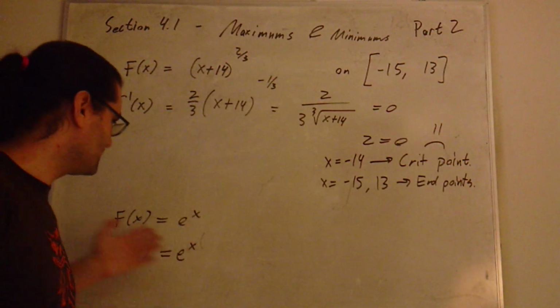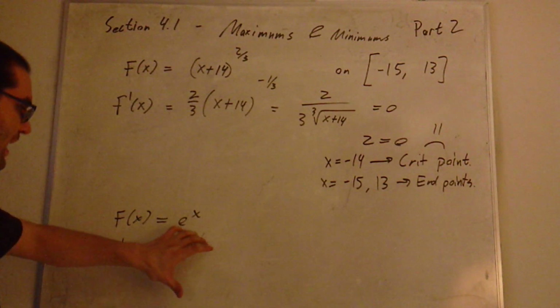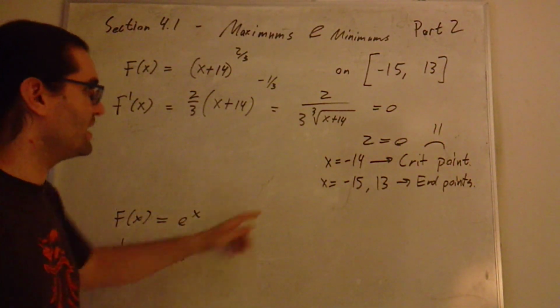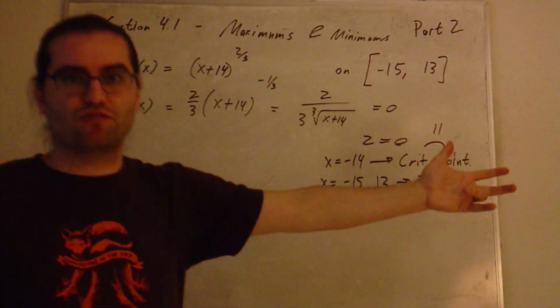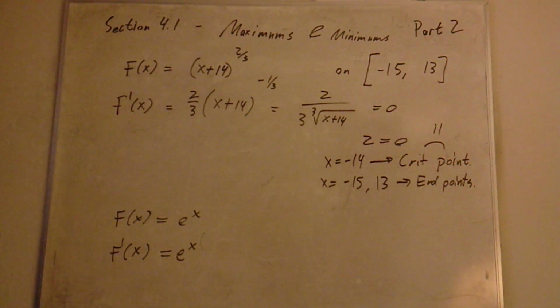Derivative is always positive. It's never 0, never undefined. And in this case, that's fine. If we are doing something with an e to the x, we just look at the endpoints, you figure out your maximum and your minimum based on your endpoints. That's not a problem.